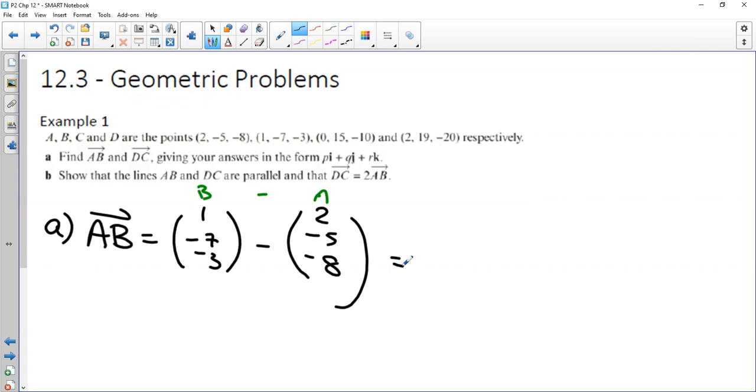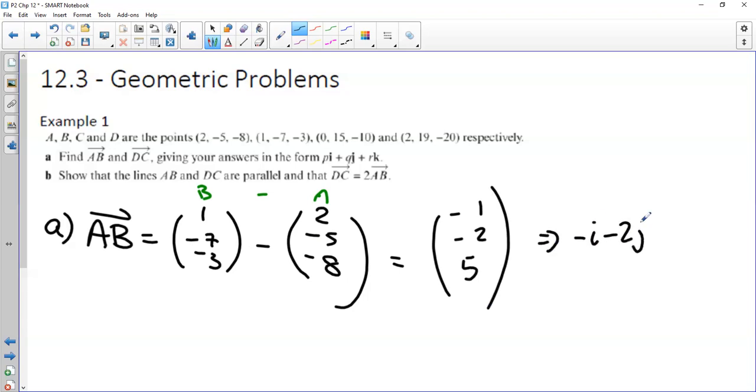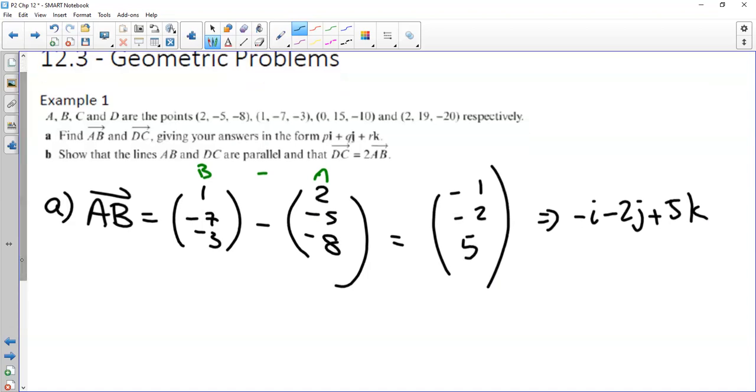So that equals minus 1, minus 2, and 5. And therefore, that will be the same as minus I minus 2J plus 5K. That will be AB. They ask us to put it in IJ and K form, therefore we have to.